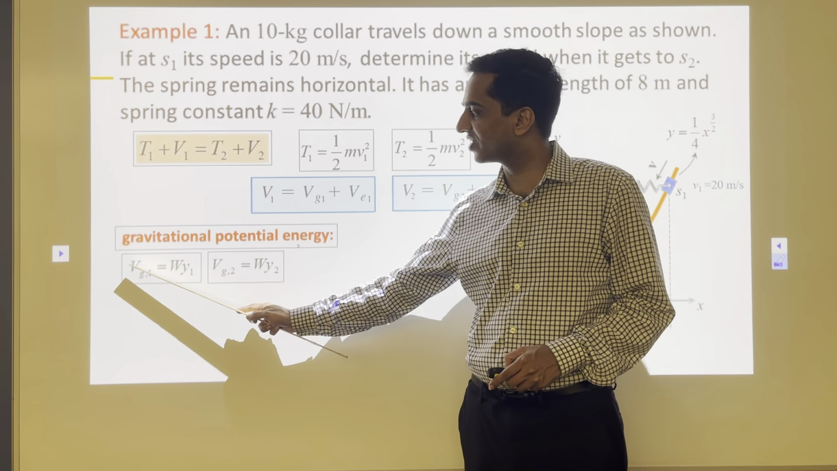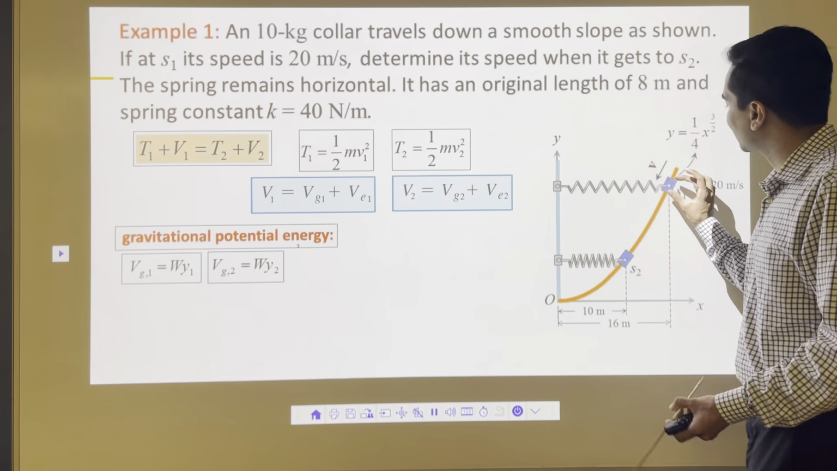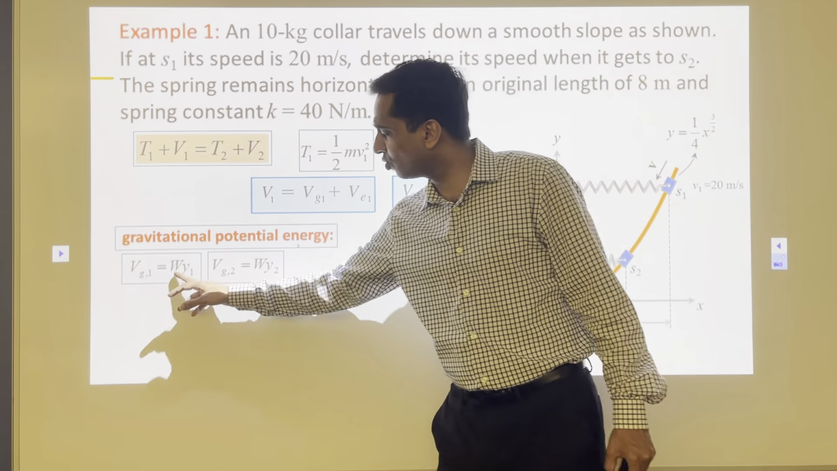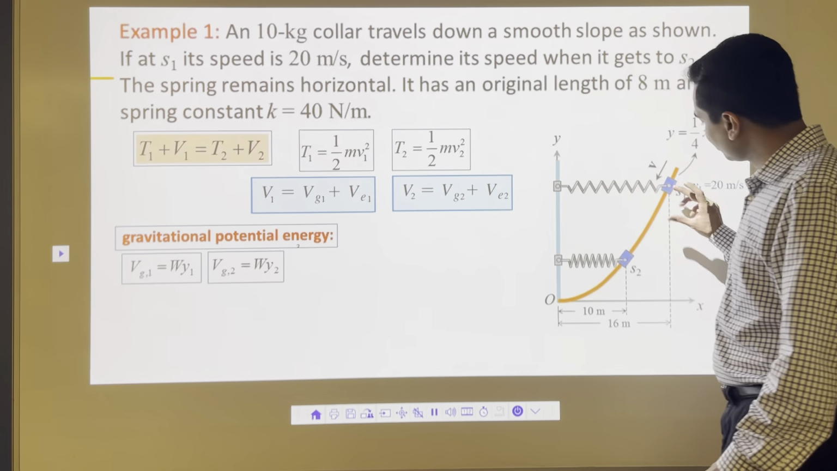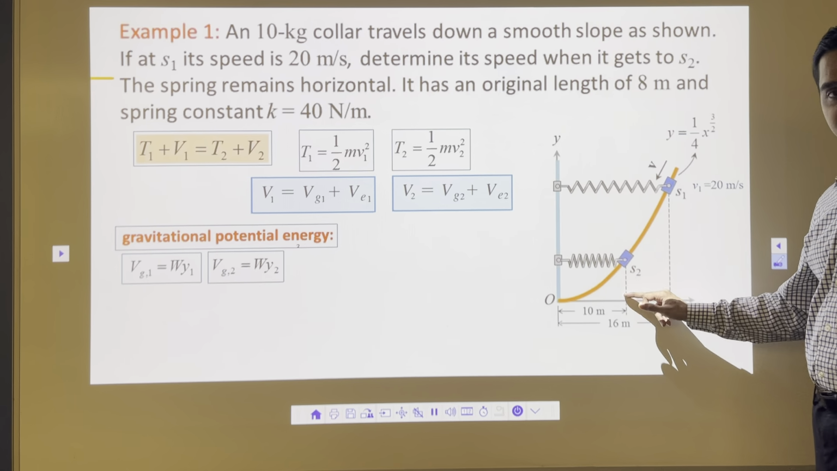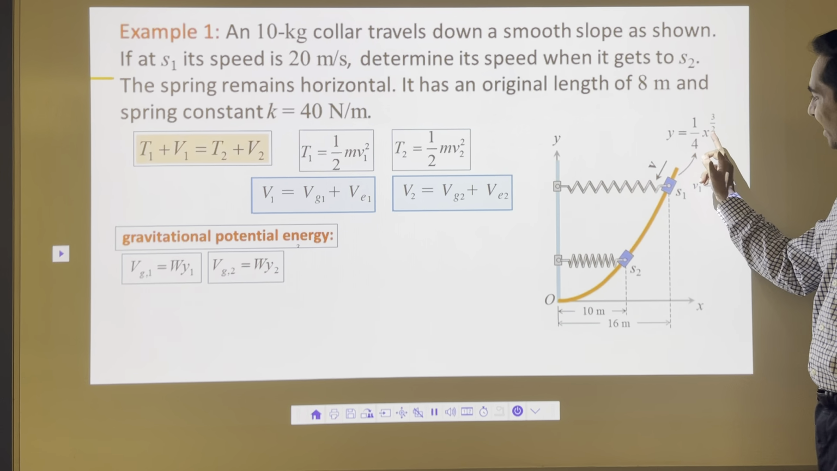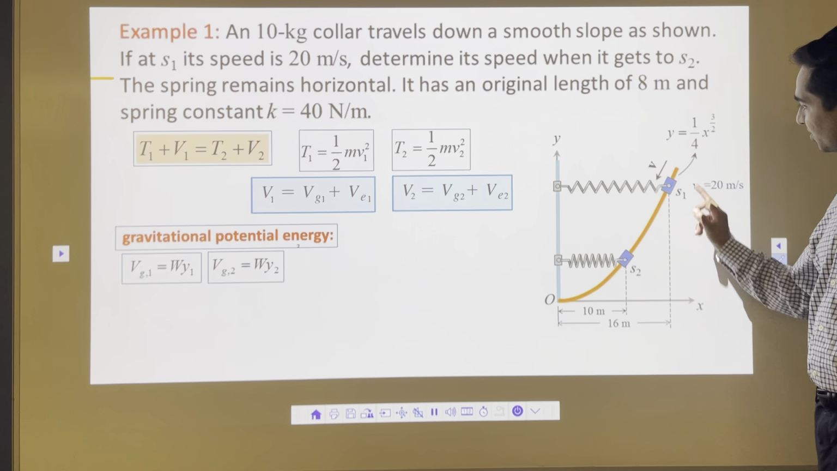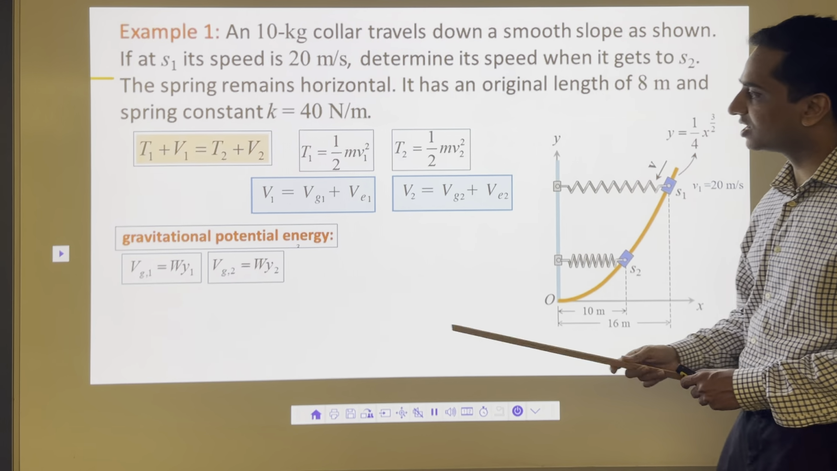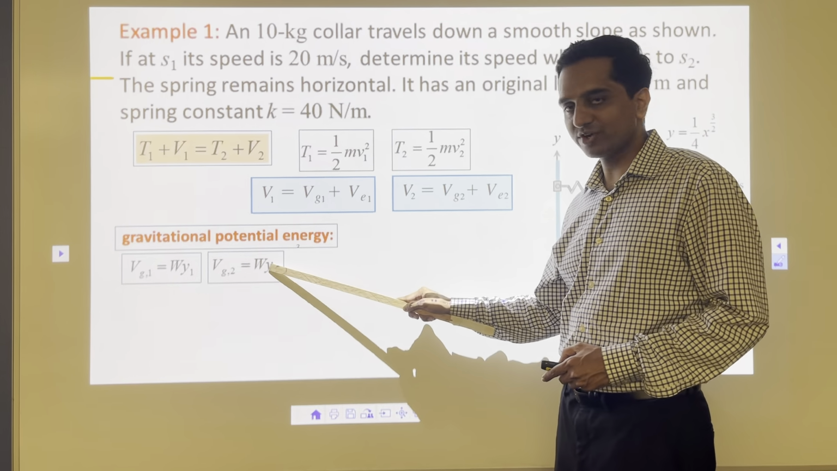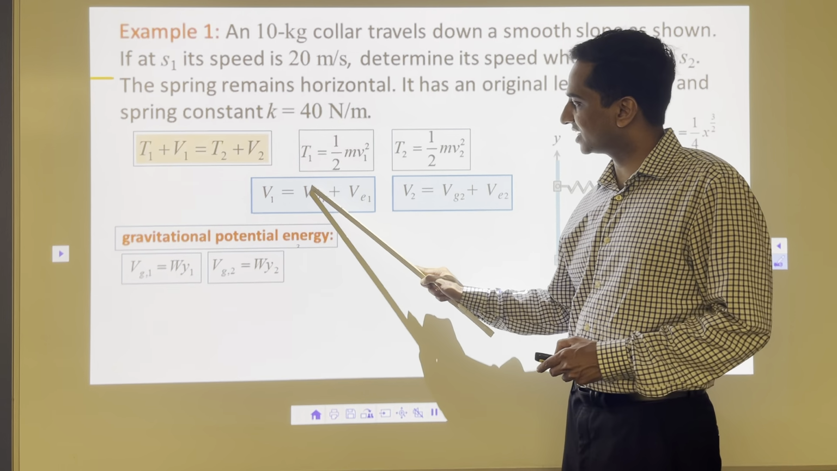The initial formula is that Vg1, my gravitational potential energy initially at this point, is W y1, that is mg times the height, and this is height 2. So whatever this height is, we need to find it out. To calculate this height, we are going to use this formula. You have to put x is equal to 16 here and x is equal to 10 here. If you do that, you will get the values for y1 and y2. Once you have the values for y1 and y2, you can calculate Vg1 and Vg2, that is this part and this part.